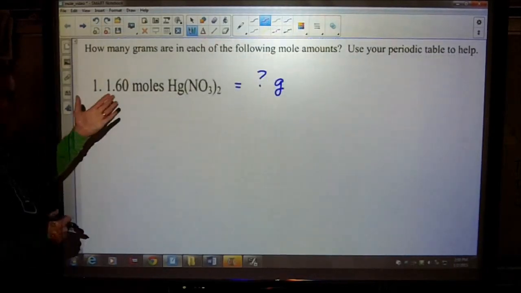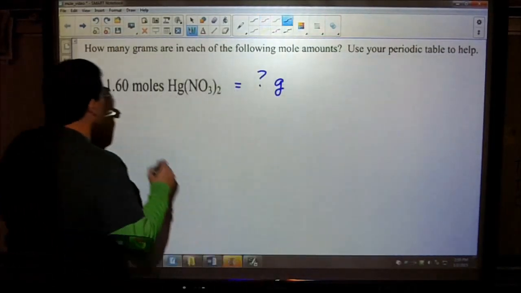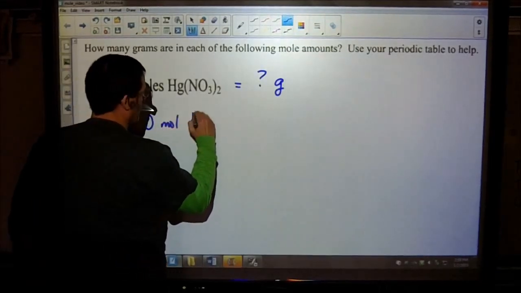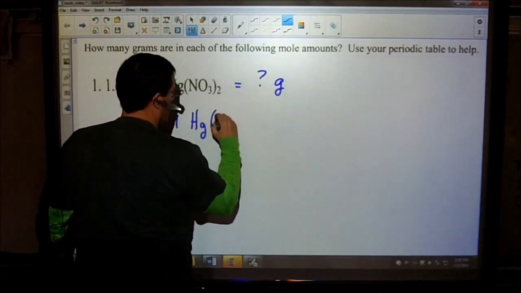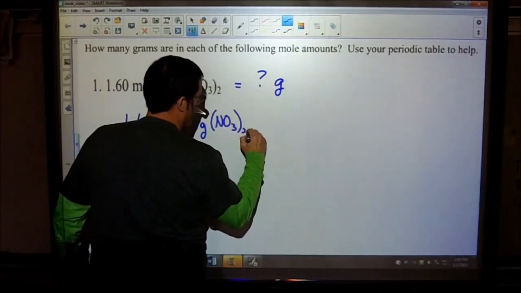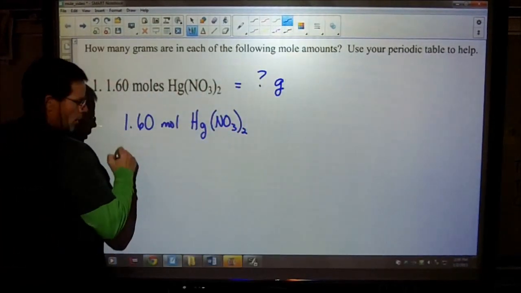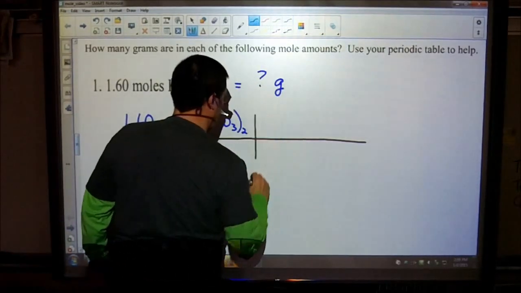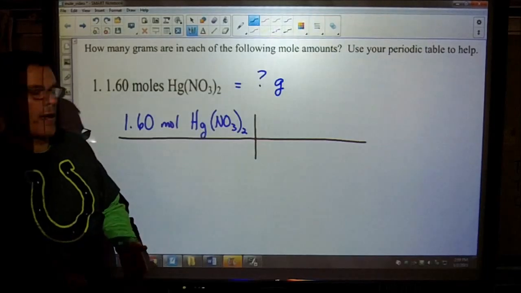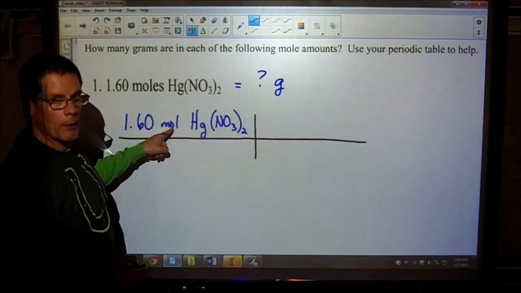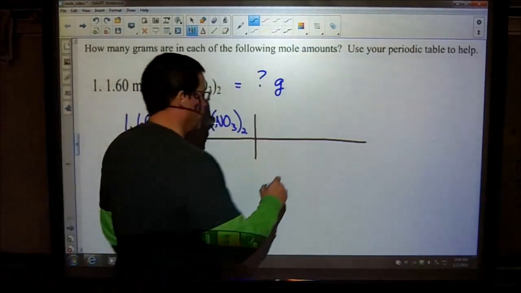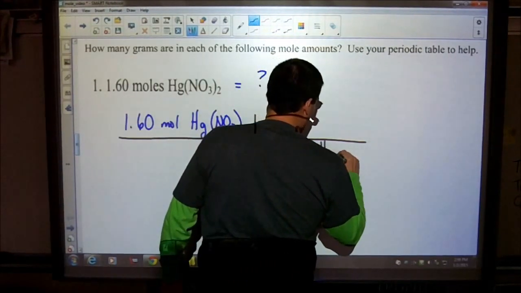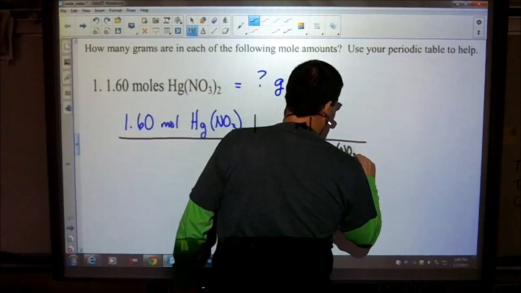Okay? So again, start off with what you know. You know you have 1.60 moles of, looks like mercury 2 nitrate. And it wants to know how many grams. So in this case here, if it's not the unit you're looking for, move it diagonally. So my unit mole, I'm not looking for, so I need to cancel it out. So I'm going to put mole down here, and it's moles of mercury 2 nitrate.